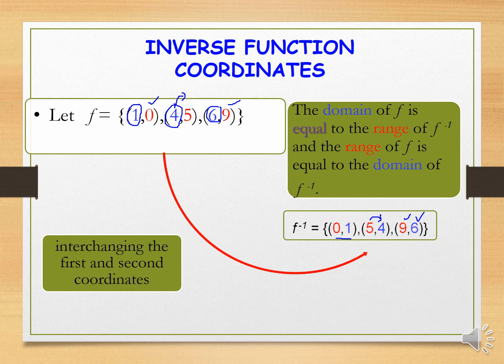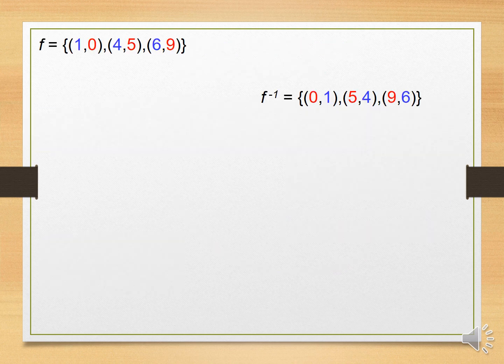Therefore, the domain of f is equal to the range of f inverse, and the range of f is equal to the domain of f inverse. Let's say we have function f (1, 0), (4, 5), (6, 9) and coordinates for f inverse (0, 1), (5, 4), (9, 6).